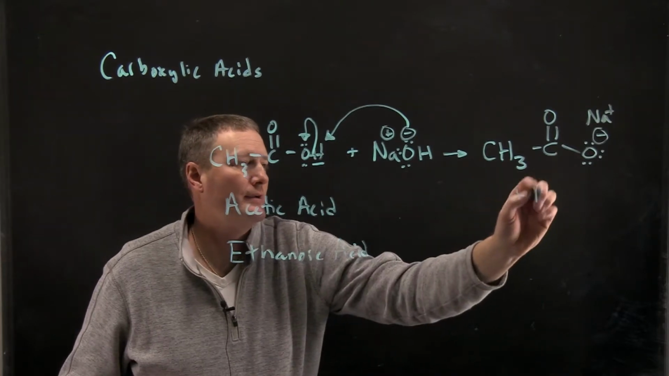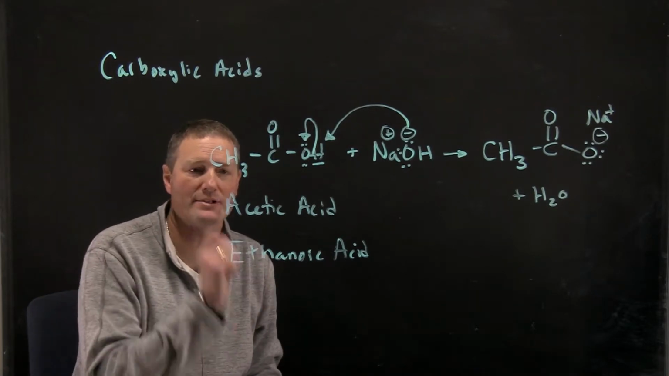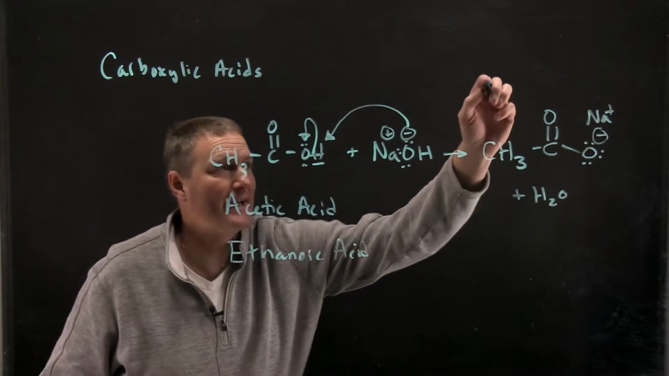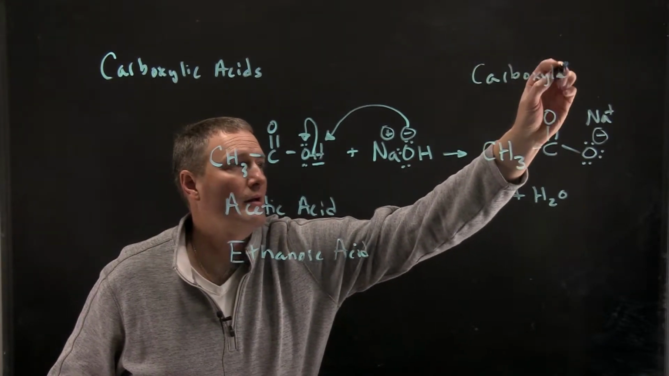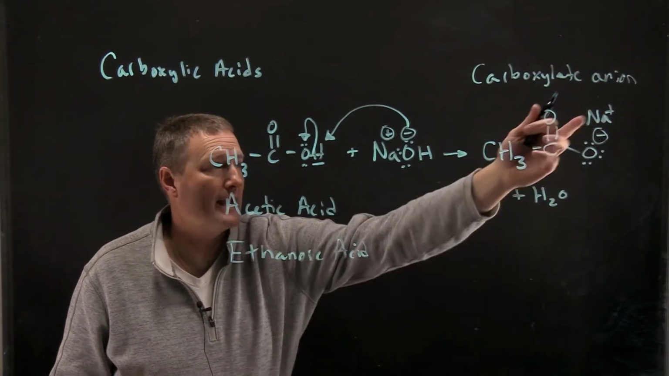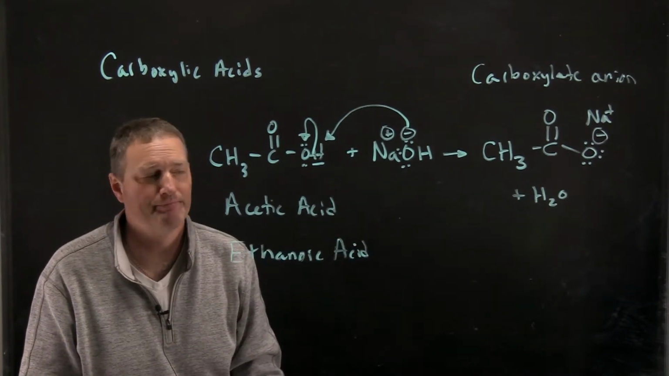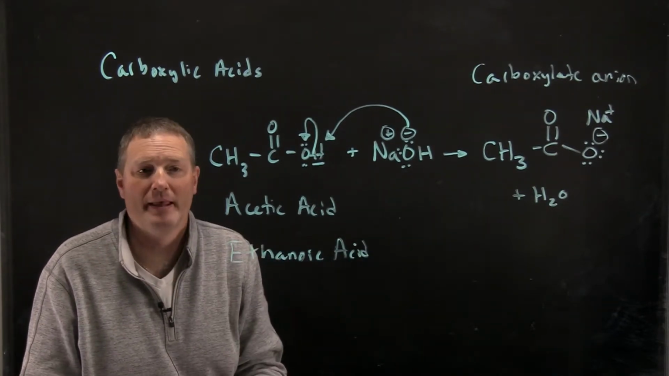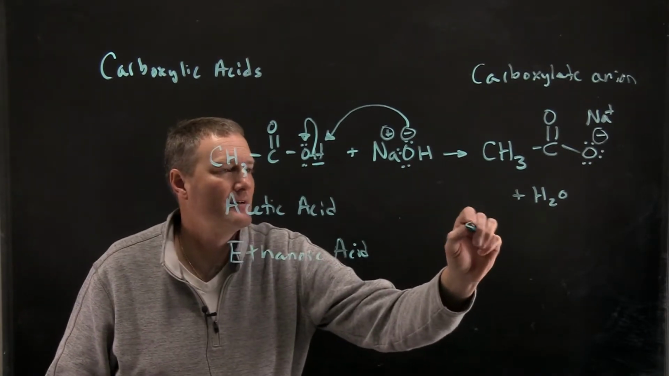plus water. Now notice that the oxygen of the carboxylic acid is now negatively charged. This is called a carboxylate anion. Okay, so it's a negatively charged species, and it's going to pair up with the counter ion, in this case, the positively charged sodium. So when you convert an acid into a carboxylate, it makes a salt. So we would name this in the following way. This would be called sodium acetate.